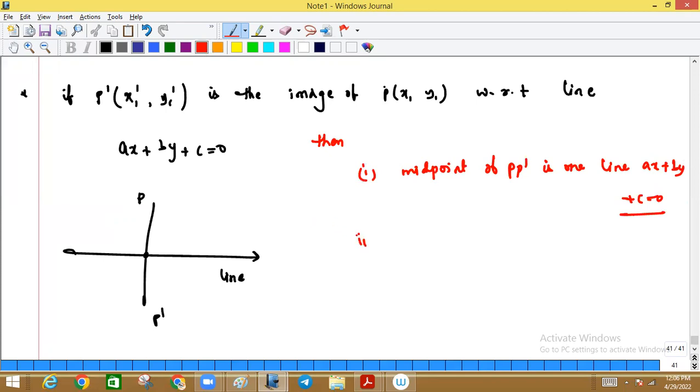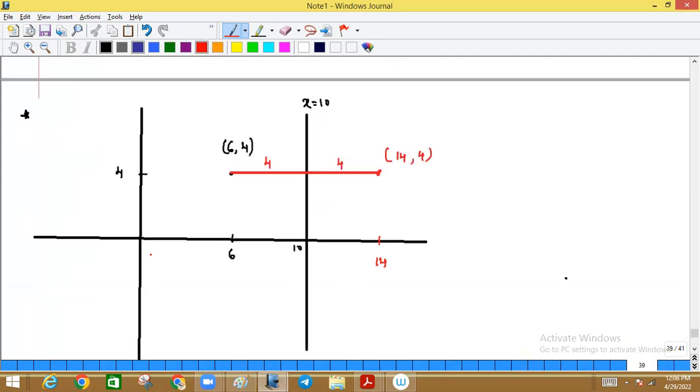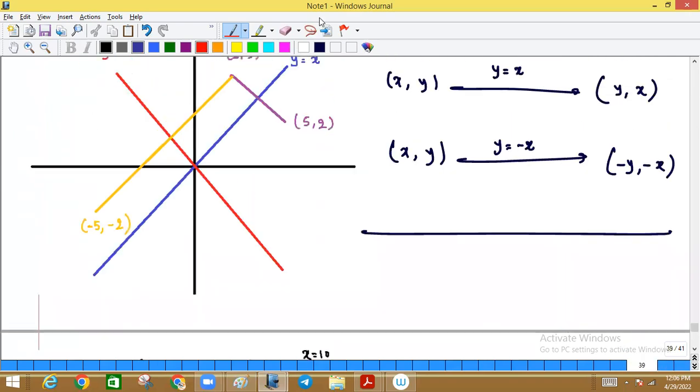Then the second one: slope of P P dash into slope of line is equal to minus 1, because they are perpendicular. Suppose any unknown line is given, it is very rare to ask, but if at all they ask you, using these two you can find out. Okay? Copy them. Put the heading as reflection.